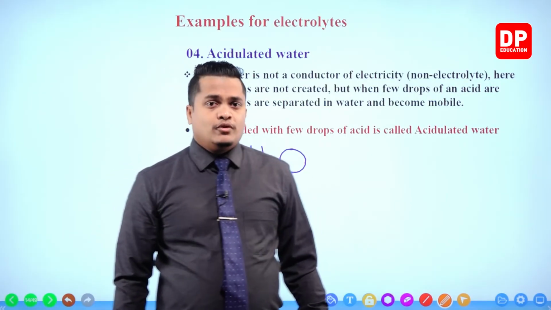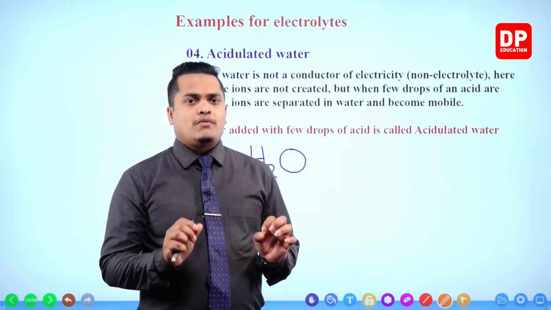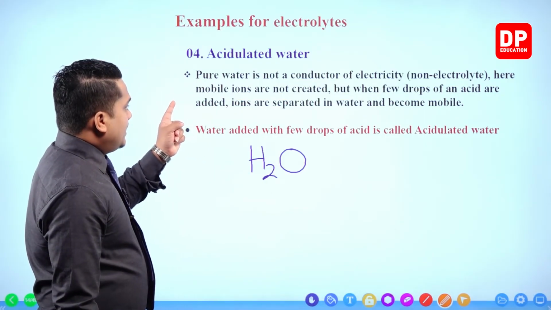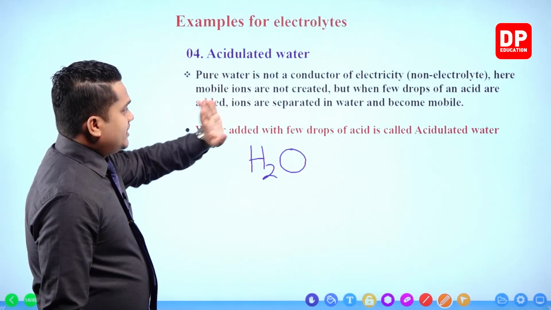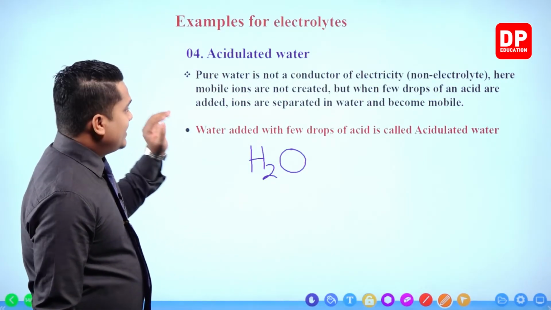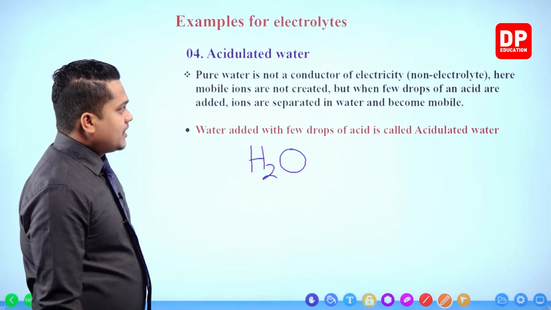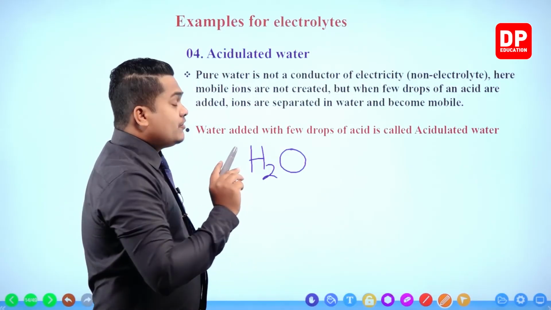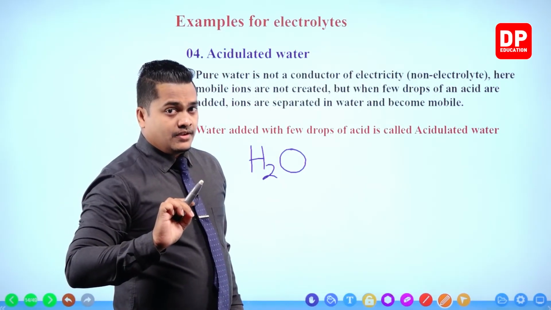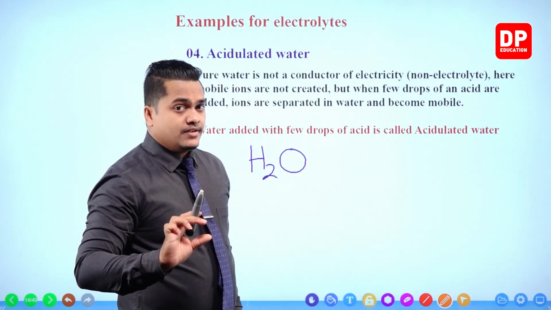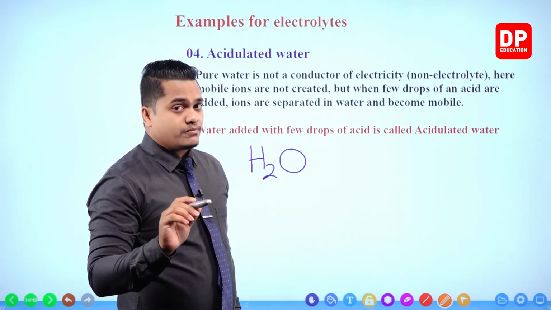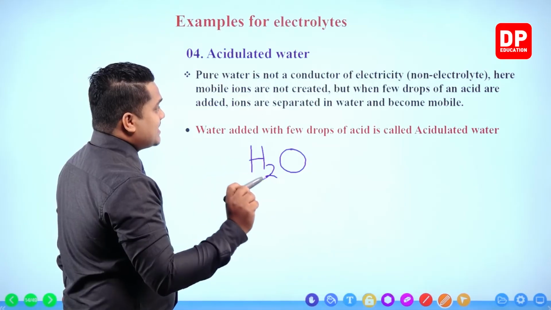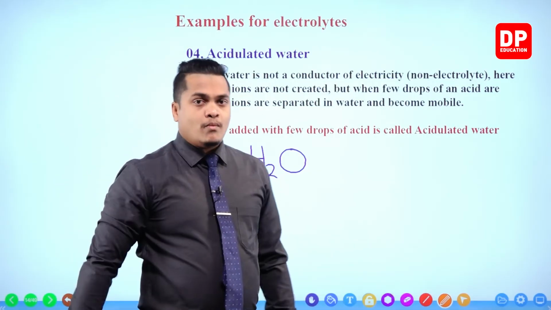But what will happen if you pour several drops of an acid into distilled water? So here it is given, pure water is not a conductor of electricity, a non-electrolyte. Here mobile ions are not created. But when a few drops of an acid are added, ions are separated in water and become mobile.